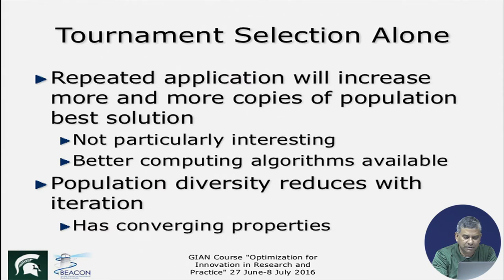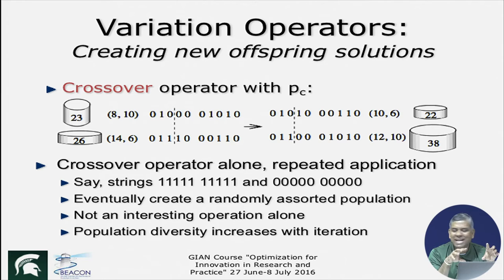Okay, now what are the variation operators? Now we take from the mating pool two solutions at random. Just make sure that they are not the same. Just take two of them at random. So 23 and 26 maybe.